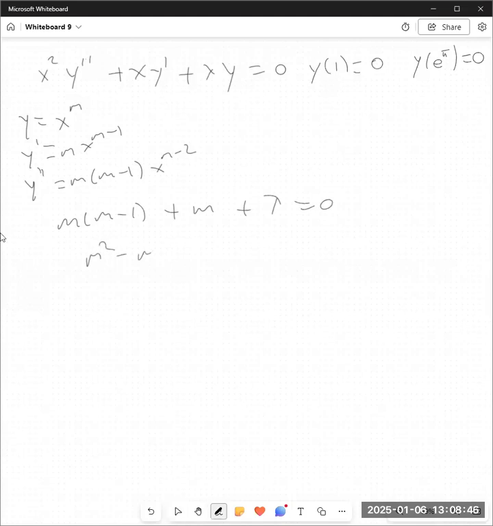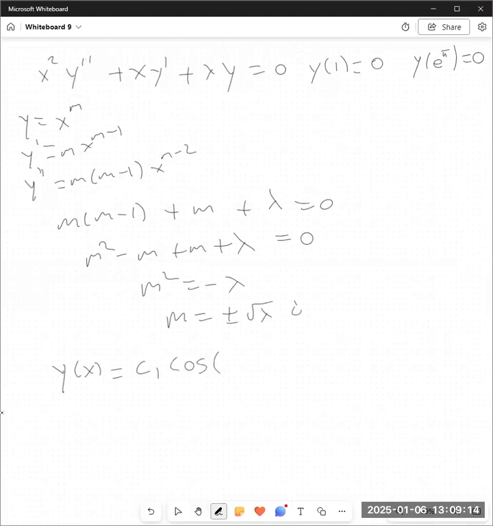M squared minus m plus m plus lambda is equal to 0. M squared is equal to negative lambda. M is equal to plus or minus root lambda i. And since this is Cauchy-Euler, it's in the form of y of x is equal to c1 cosine of root lambda ln of x plus c2 sine root lambda ln of x.